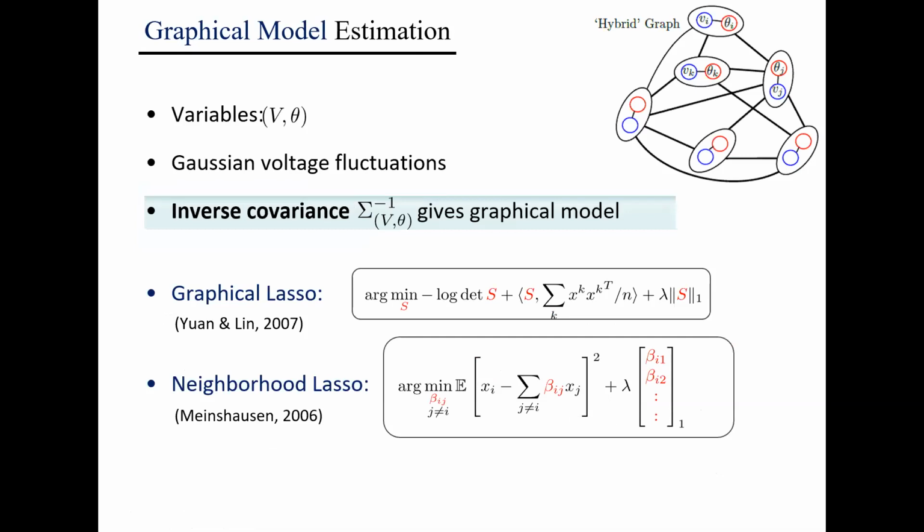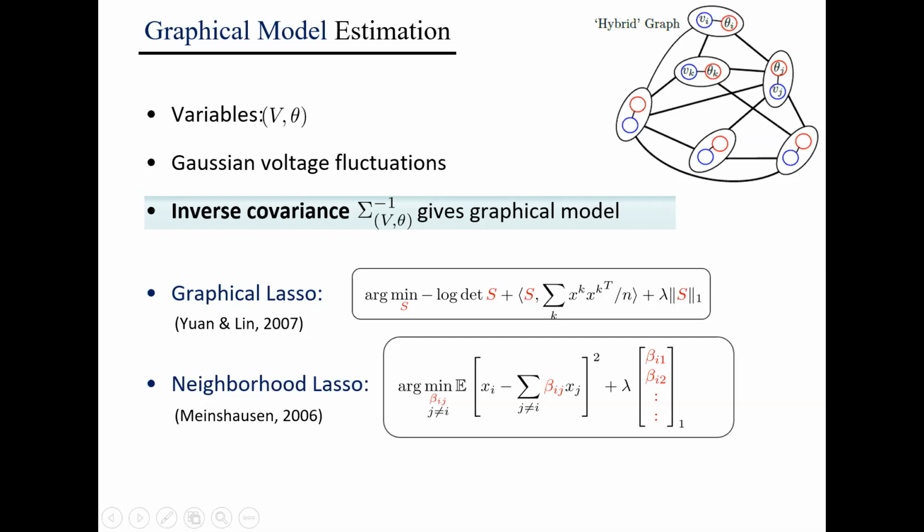Okay. And how do you estimate this graphical model? As I mentioned, you can look at the inverse covariance, and for a lot of Gaussian or sub-Gaussian random variables, you can estimate this covariance using known algorithms from the machine learning community. One way is known as the graphical lasso, which is the maximum likelihood estimator. You solve this problem and find S. The optimal S would be the sigma inverse.